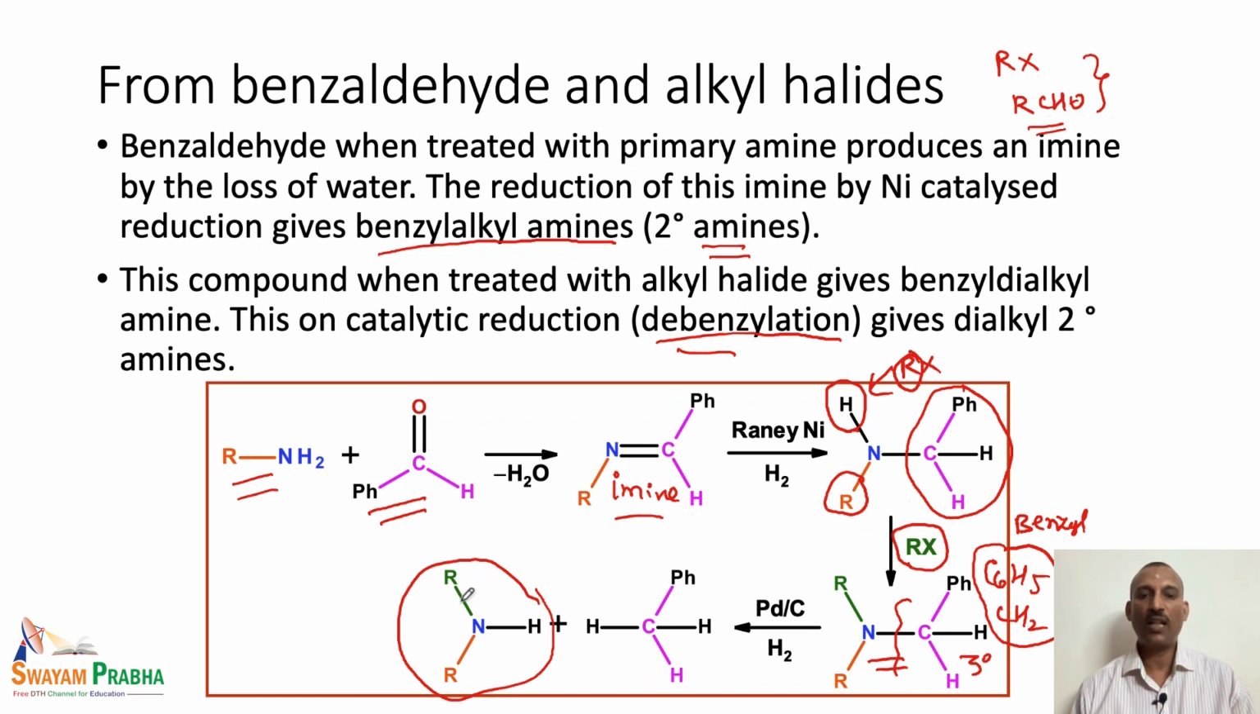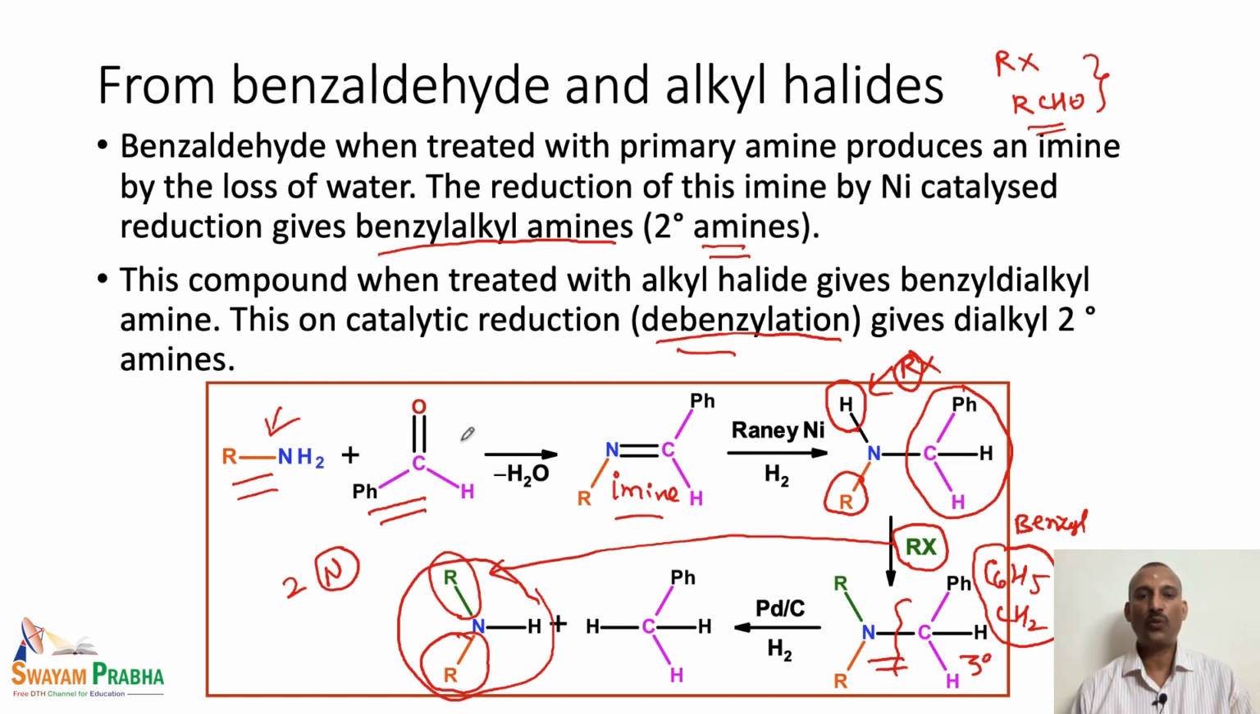That means a secondary amine or the dialkyl amine is formed. So, one of the R groups comes from the starting material, that is the primary amine. This R group comes from the alkyl primary amine, and the second R group comes from the alkyl halide. So, this is how we end up with the 2 alkyl units on the nitrogen atom. That is how this is a secondary amine, and this is a different method.